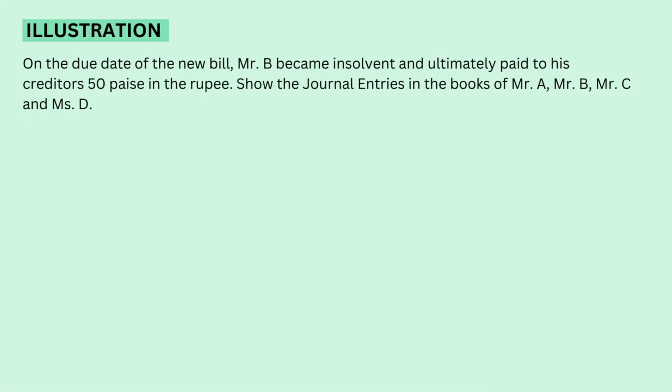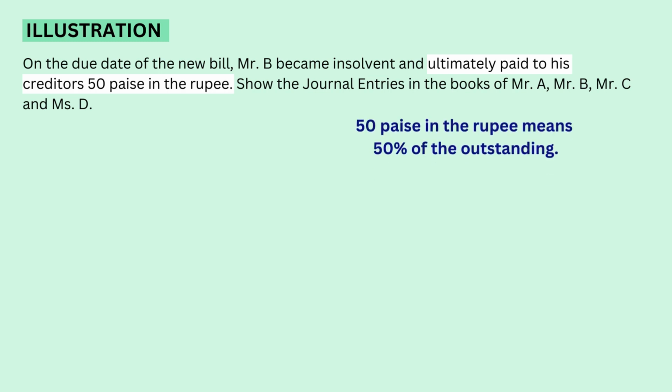Now the last part of the illustration. Mr. B ultimately paid to his creditors 50 paise in the rupee. As I told, being insolvent, Mr. B is not in a position to pay his creditors, but ultimately he managed to pay 50 paise in the rupee. So what will be the amount? The calculation is so simple. 50 paise in the rupee means 50% of the outstanding. If it will be 40 paise in the rupee, then it will be considered as 40% of the outstanding. I think you got it.